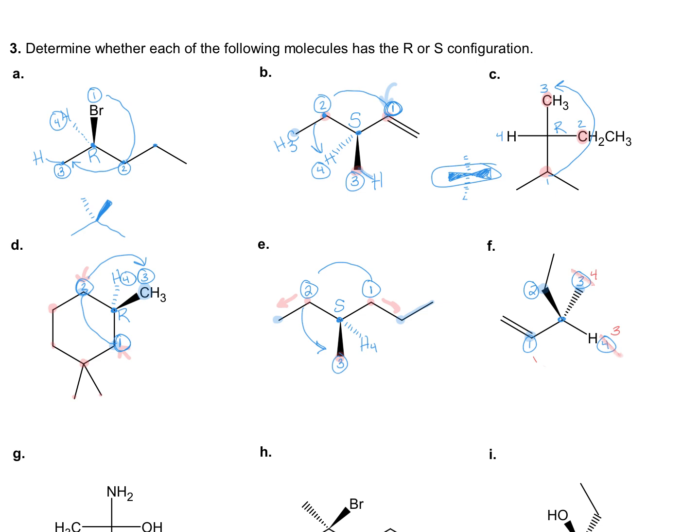Going the wrong way here. So 1 to 2 to 3, it's going clockwise. But since we switched 2 groups, we have to switch our answer. So although it looks like it's going to be R, it's actually going to be S. Just to reiterate, if the low priority group is on the plane, you switch it with whatever group is in the back. Then you find your answer and you switch it.